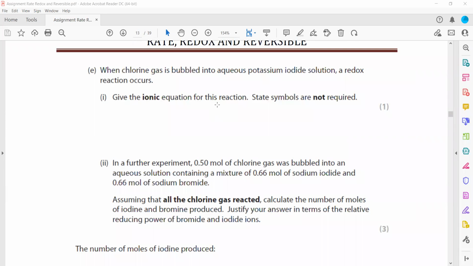When chlorine gas is bubbled into aqueous potassium iodide solution, a redox reaction occurs. Give the ionic equation for this reaction.